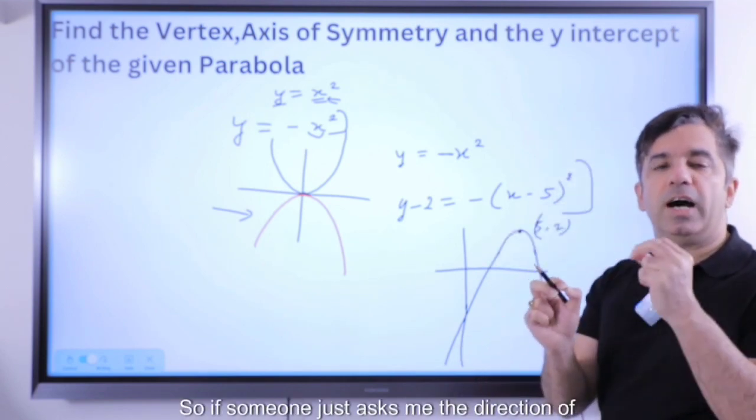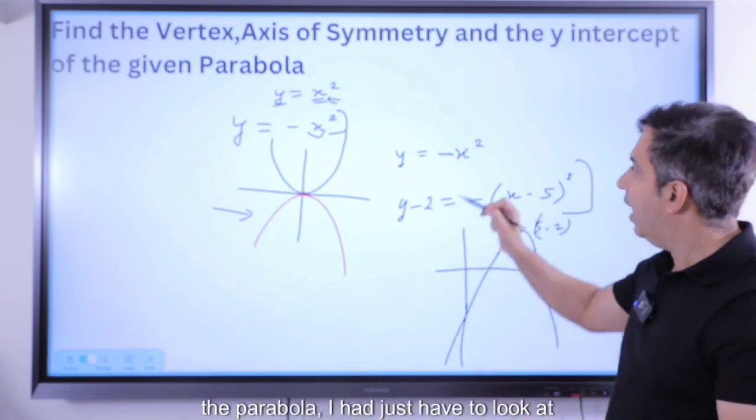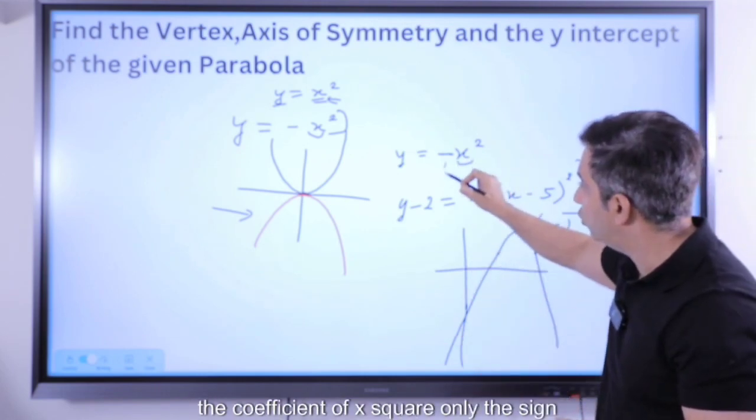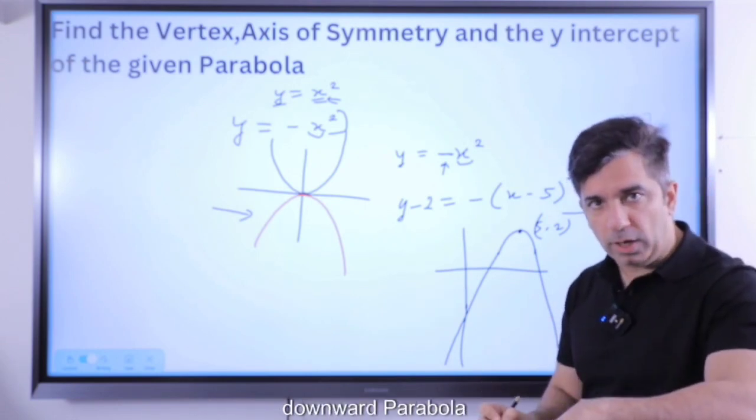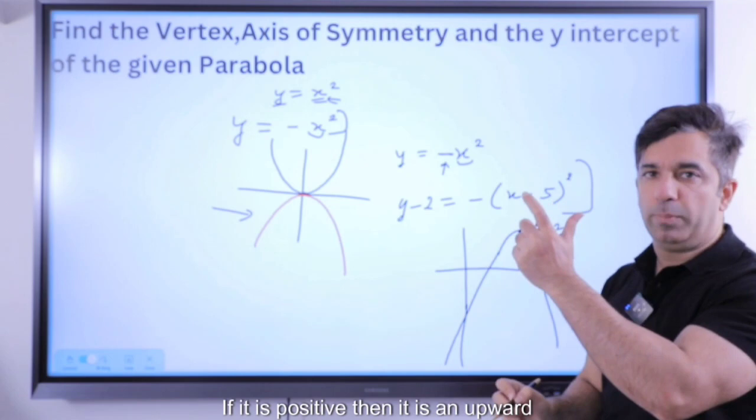So if someone just asks me the direction of the parabola, I just have to look at the coefficient of x square, only the sign of it. If it is negative, then it is a downward parabola. If it is positive, then it is an upward parabola.